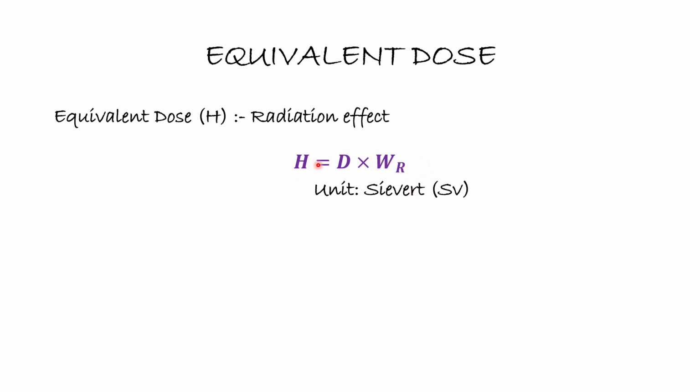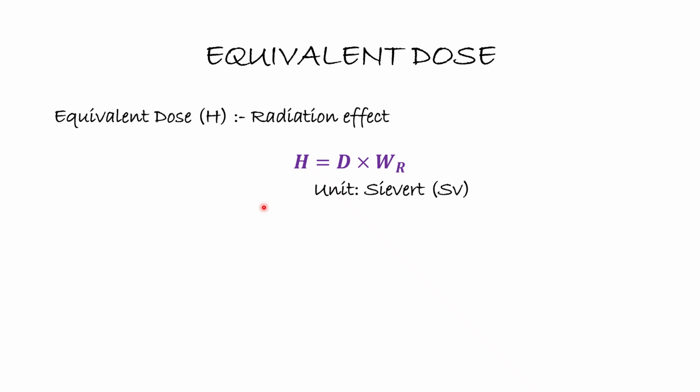The equivalent dose is denoted by H. H is equal to D times W_R. D is absorbed dose, W_R is the radiation weighting factor. X-ray has a weighting factor of 1, gamma ray also 1, electron also 1, but alpha has a different weighting factor, that is 20. Neutron also differs, 5 to 20, depending upon the neutron energy.